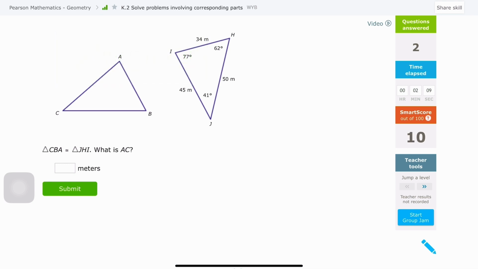Now look into this congruent statement. So here we have triangle CBA congruent to triangle JHI, and we are looking for side AC. So AC means last and first letter, so it should be congruent to IJ, which are the last and first letters from the other side of the congruent statement. So let's look into IJ. IJ in this shape is 45, which means AC equals IJ equals 45.